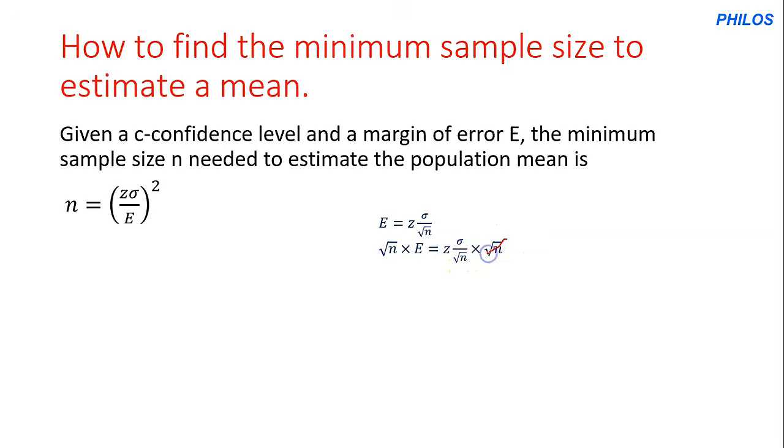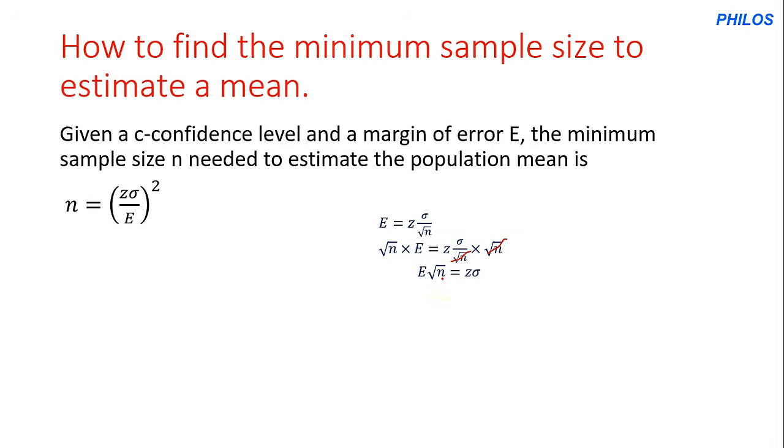Now this root n will cancel out this root n. Root n times E will give you E root n. Multiplication is commutative. And then z times standard deviation, you still have z times standard deviation. But we want to make n the subject. So to make n the subject, we must do away with every other thing affecting n. Now when you look at this, E is the coefficient of root n. So first, let's do away with the E.